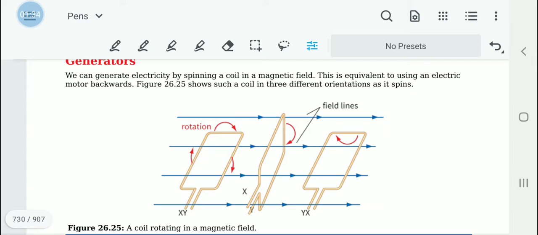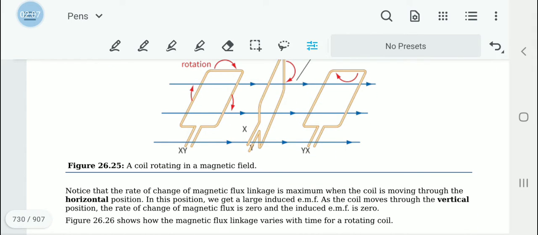In an electric motor, what happens is, using electricity, we send electric current through a conductor in a magnetic field, and that results in a force, right? So here what we are doing is we are giving that force so that we rotate it, and as a result a current would be induced. There are three different orientations here.